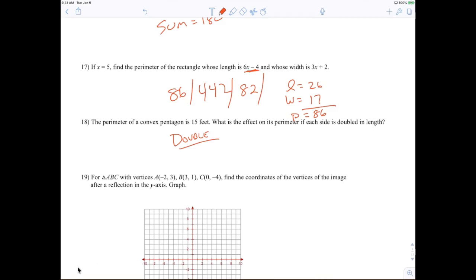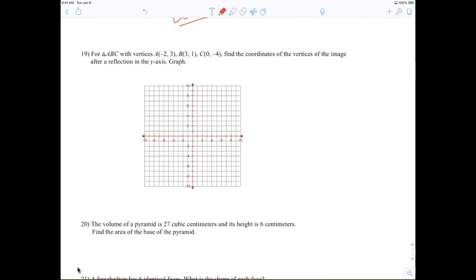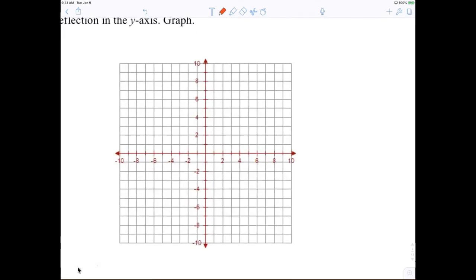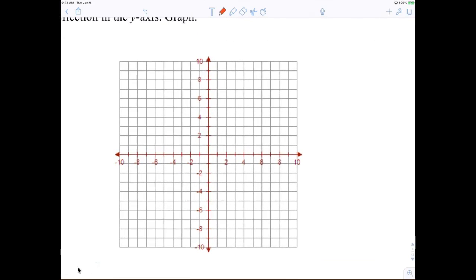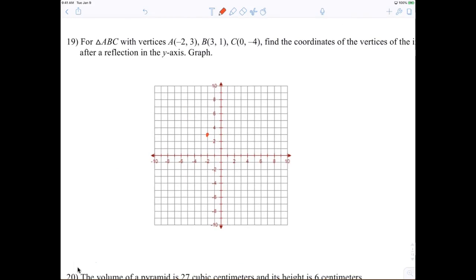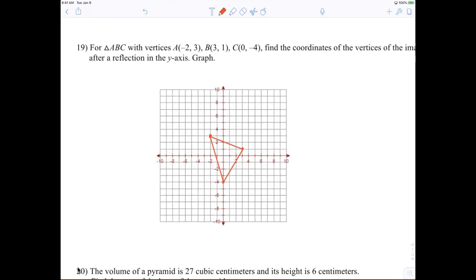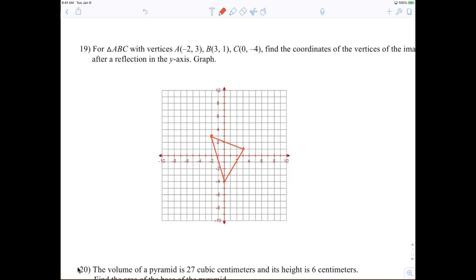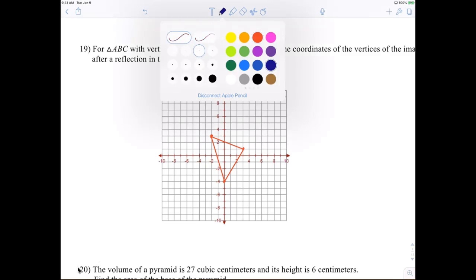Okay, so let's see if you're good at reflections. All right, so I want everybody to graph this out. I want everybody to graph -2, 3. And then 3, 1. And then 0, -4. Then we're going to draw this triangle. All right, does everybody see that? Now I think reflections are very simple.